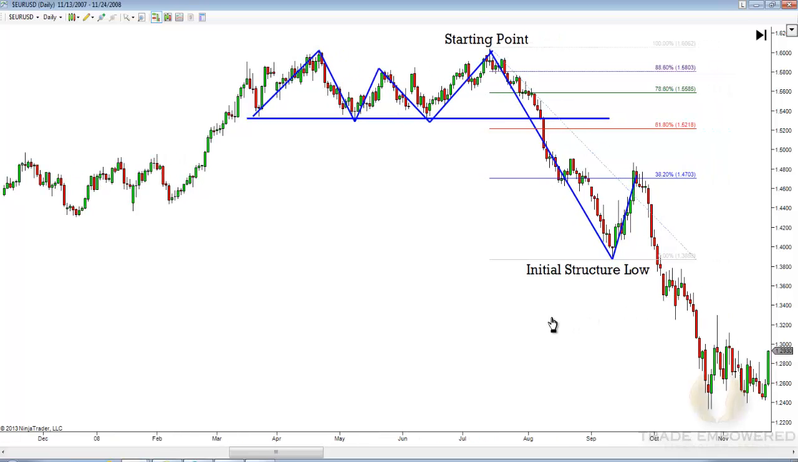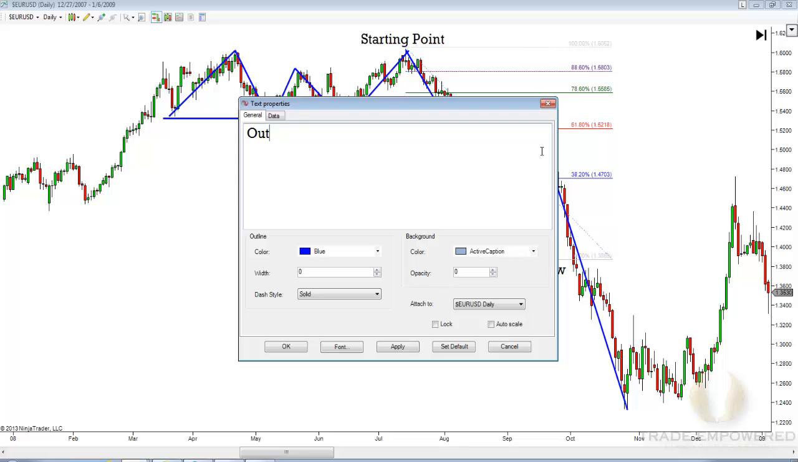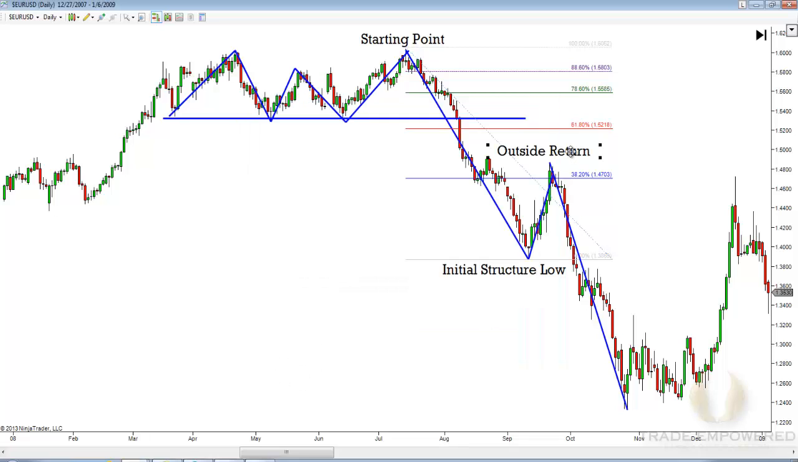Let's look at our next leg. Again, swing high to swing low. So this time it's our outside return down to our new structure low.